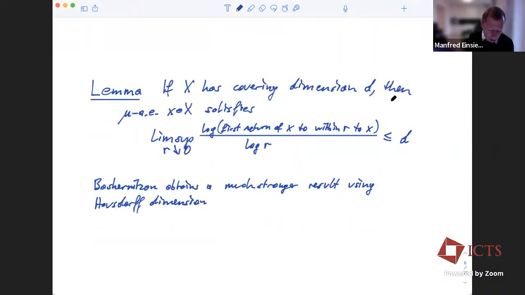If X has covering dimension d, then mu-almost every x satisfies: when I look at the log of the first return of x in my dynamics to within r of the starting point x, and divide that by log of r, then the lim sup of that will be less or equal than the box dimension of the space. And as I said, Bolshanitsan's argument is more difficult because he works with the more refined version of Hausdorff dimension. But if you are just interested in a version of this statement using the box dimension, then the argument is really very straightforward, very simple.